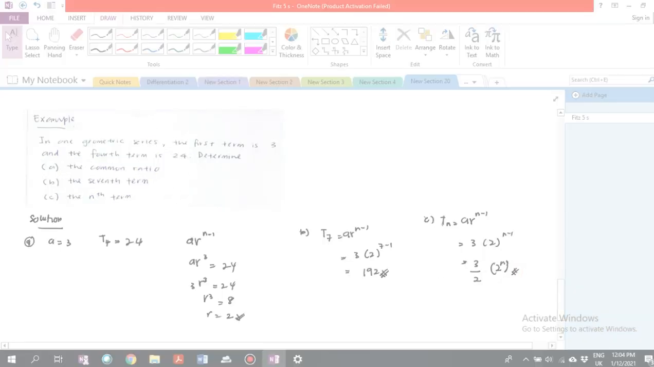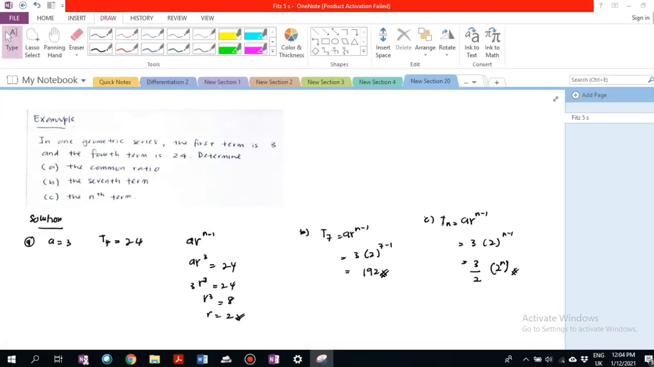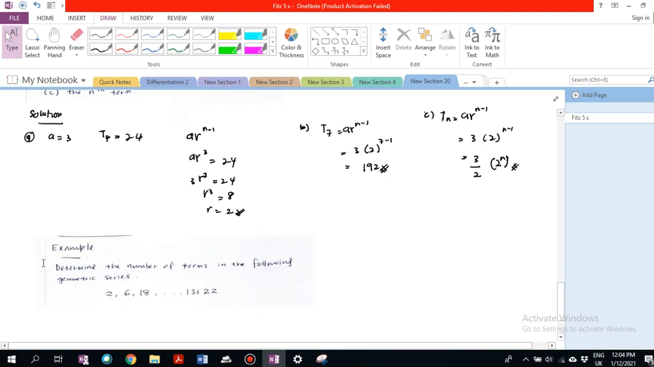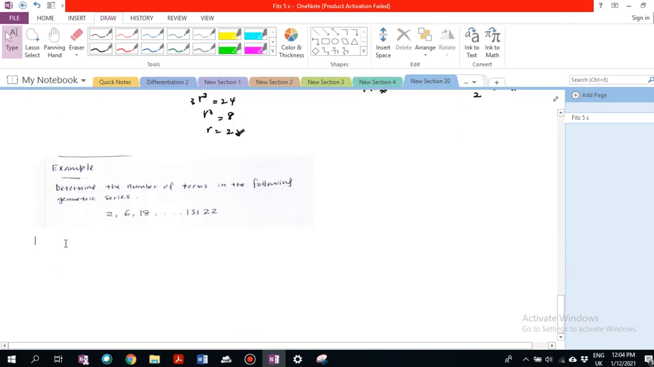Next example. We have to determine the number of terms in the following geometric series. So here, the solution is, you have your A equal to 2, then you have your R equal to T2 divided by T1, or 6 divided by 2, which is equal to 3.